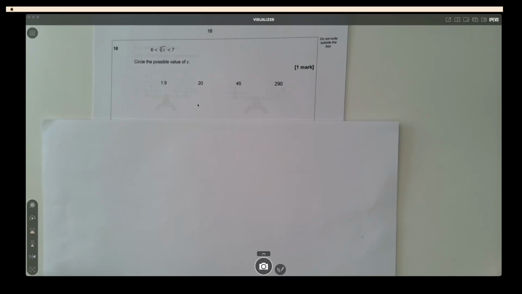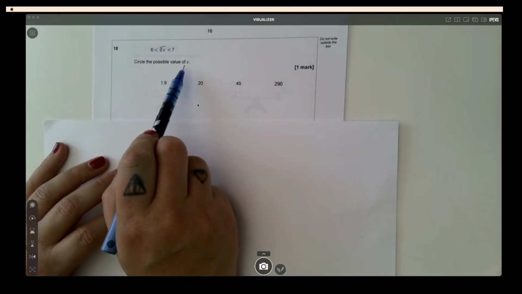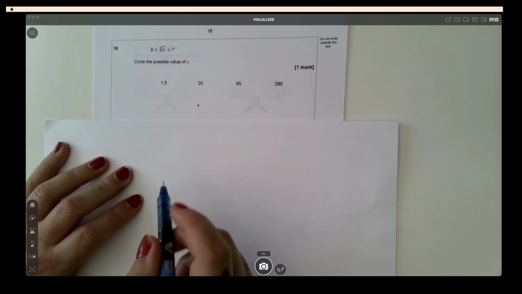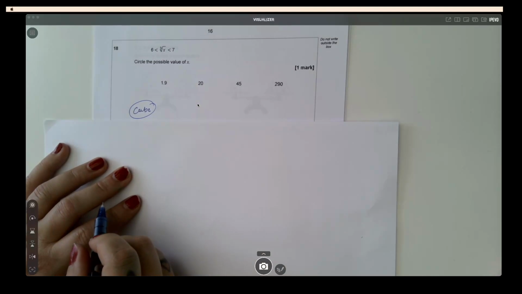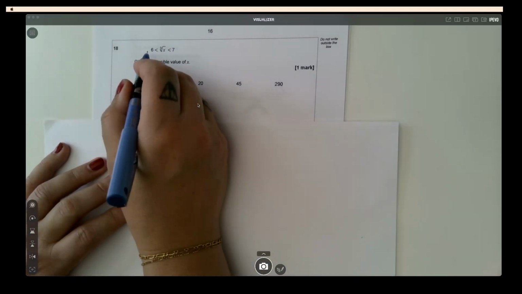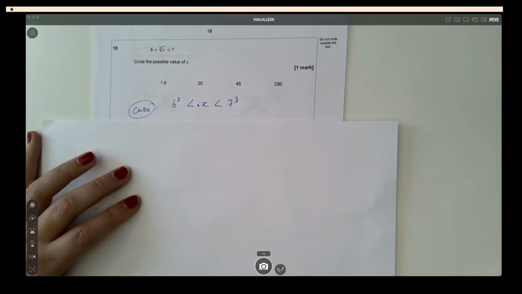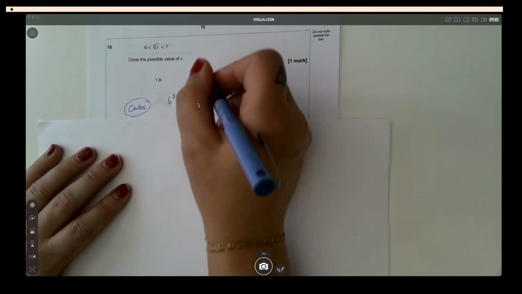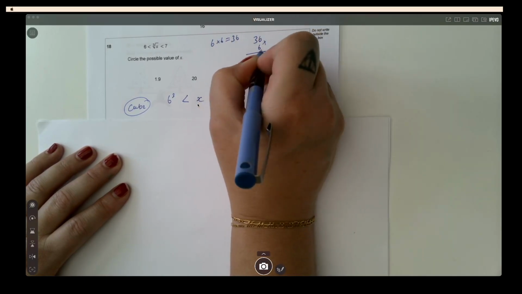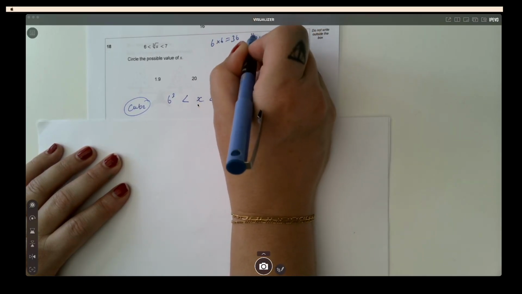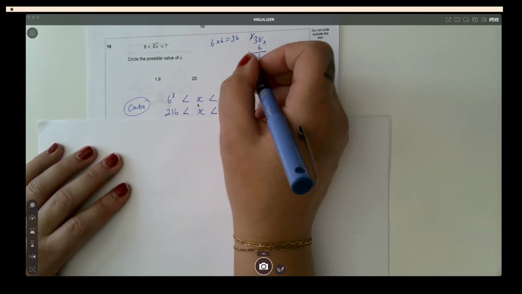Question 18, we have an inequality here. Circle the possible value of x. At the moment we've got the cube root of x in the middle. So I'm going to cube the inequality to get rid of that cube root. So I'm going to have 6 cubed and then 7 cubed. 6 cubed: 6 times 6 is 36, 36 times 6 is 216.